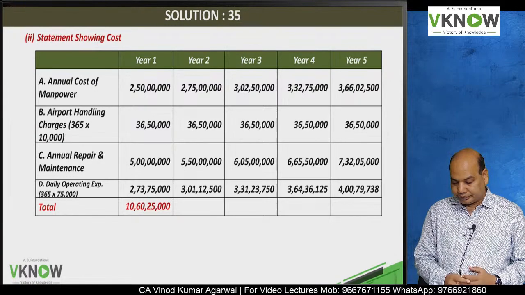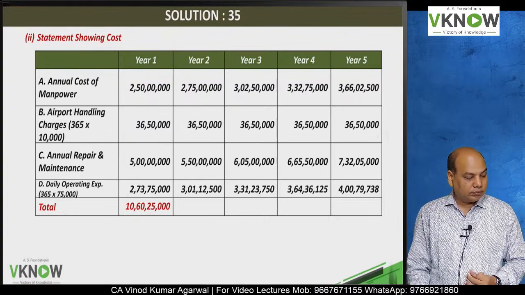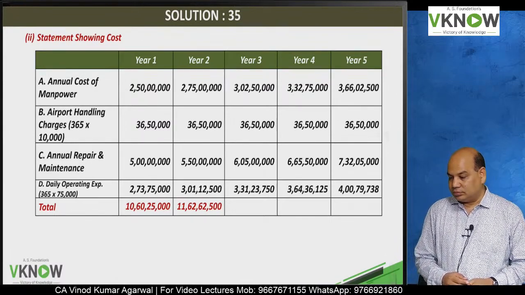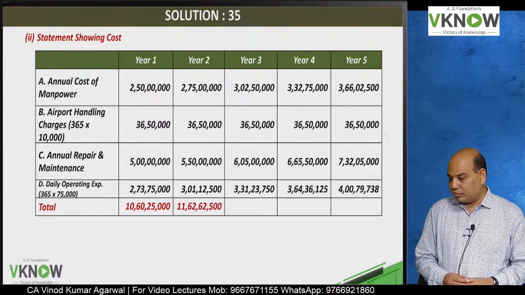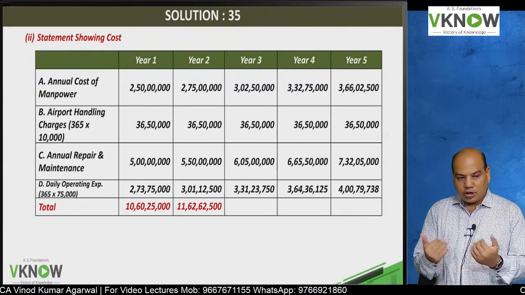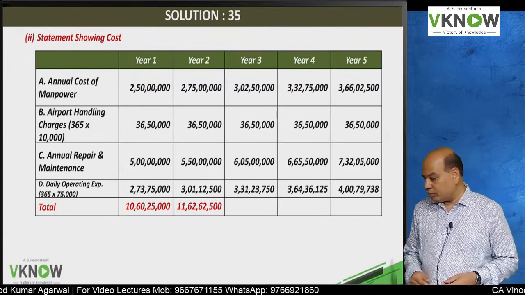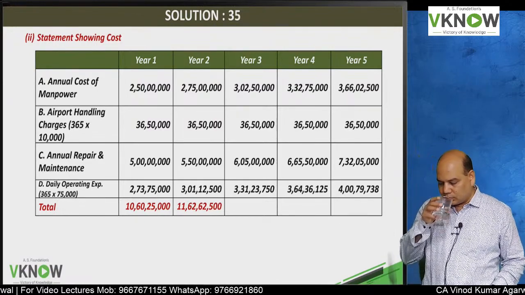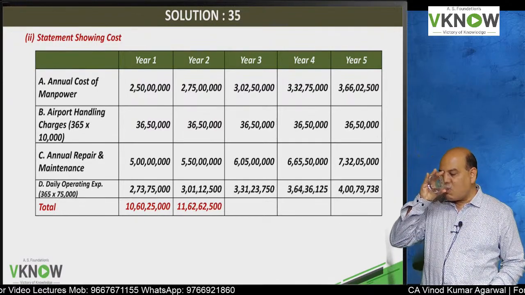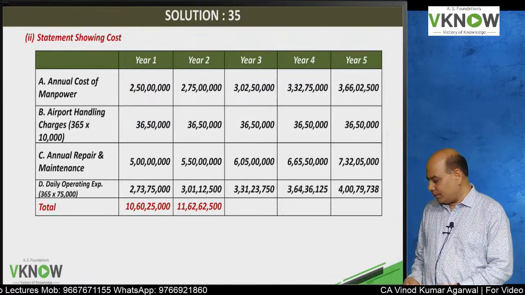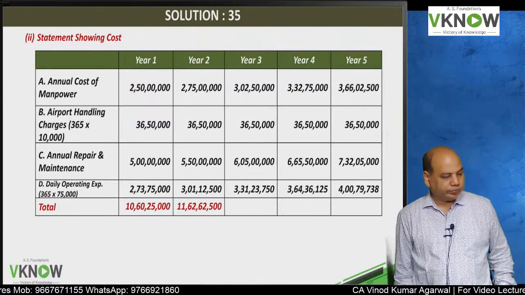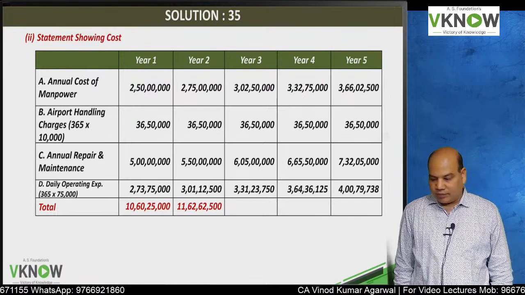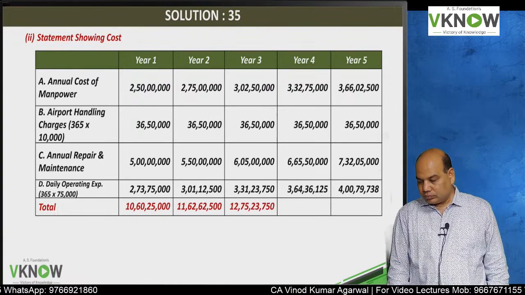Second year total: 11 crore 62 lakh 62,500. Is it correct? Third, fourth, fifth, do yourself, then I will check. Please solve third year, everybody.